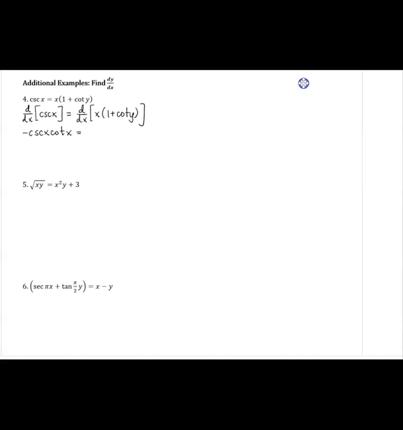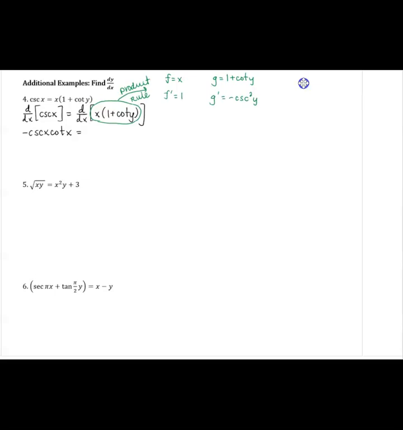On the right side of the equation, we want to take the derivative of a product, and so I am going to apply the product rule, where f is the first factor of x and g is the second factor of 1 plus cotangent y. We're going to need f prime and g prime. F prime, the derivative of x, is 1, and g prime, the derivative of 1 is 0, and the derivative of cotangent is negative cosecant squared y.